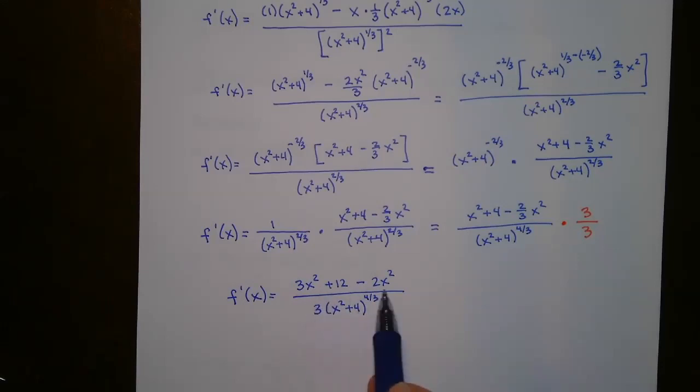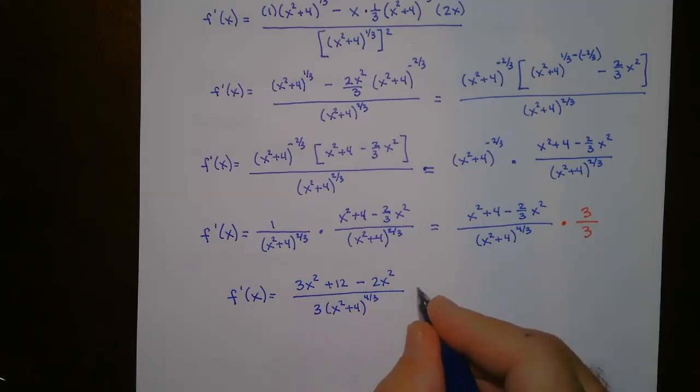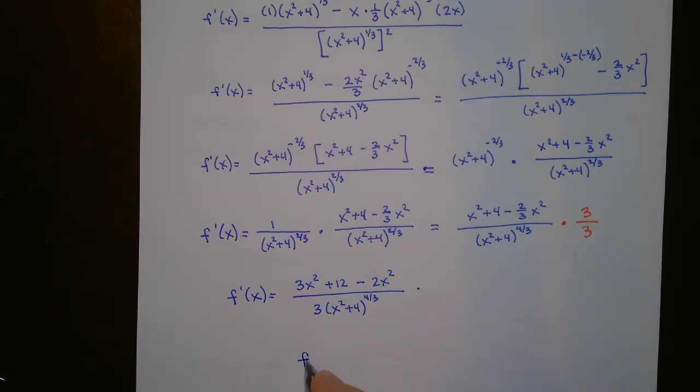So we can combine some like terms up here in the numerator. All right, so this is going to be my final answer. So f prime of x winds up being just x squared plus 12 over 3 times x squared plus 4 raised to the 4/3 power. And that's the final answer, okay?